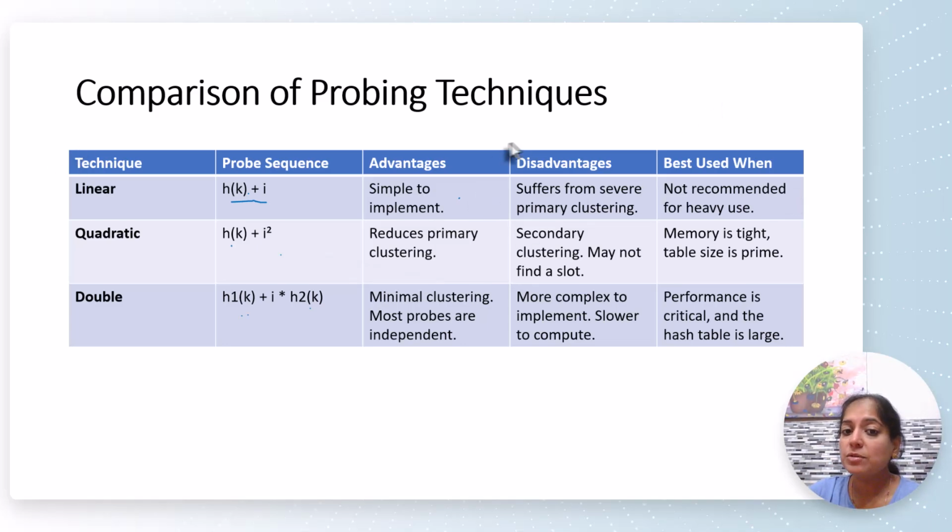Quadratic probing reduces the primary clustering, but it may raise the issue of secondary clustering. Memory is tight here basically, so we need to find the table size, which is a prime number. Then the double hashing scheme gives you the minimum clustering. Most probes are independent, but it is a little complex to implement because it requires two hash functions, so it becomes slow also. Performance is critical and the hash table is large here.